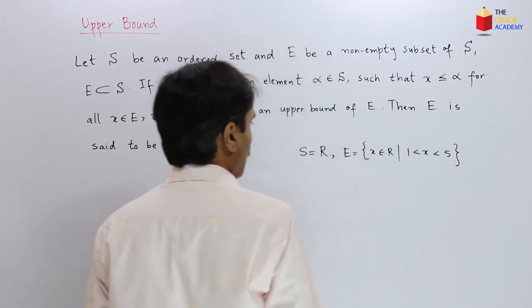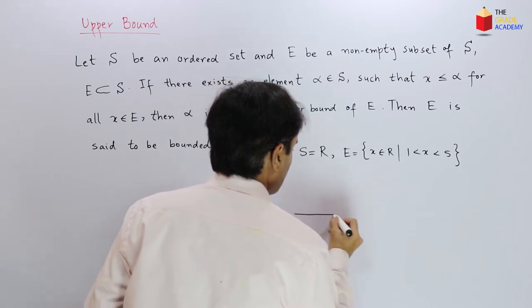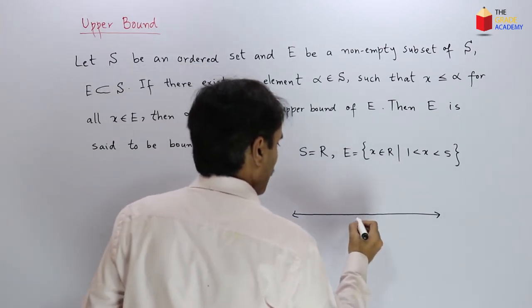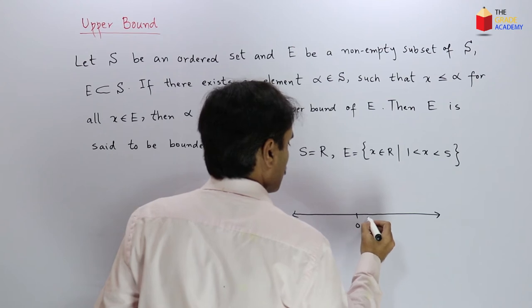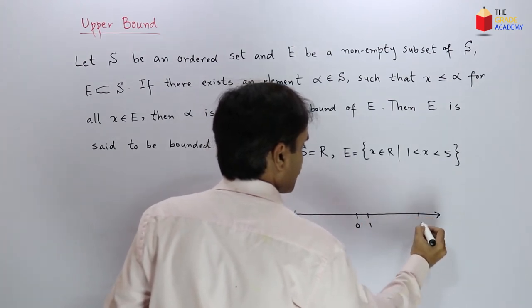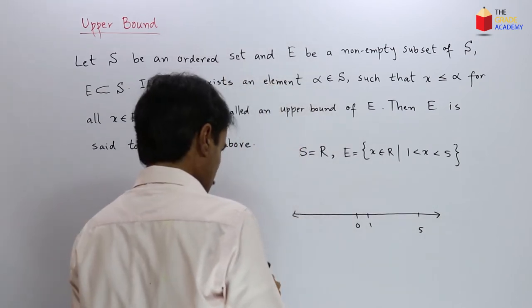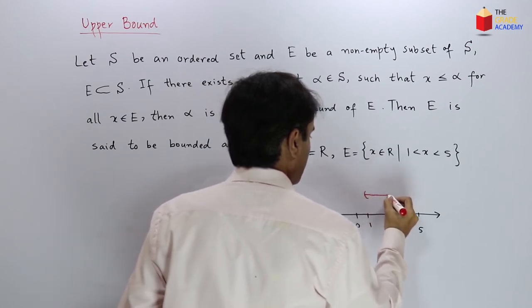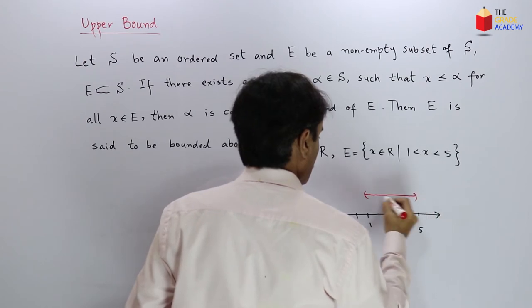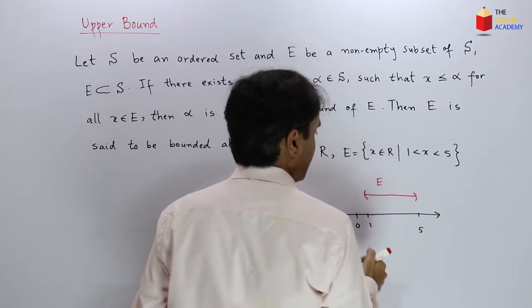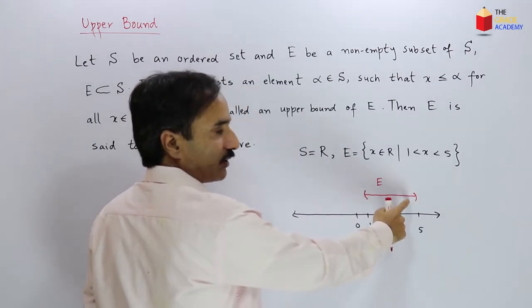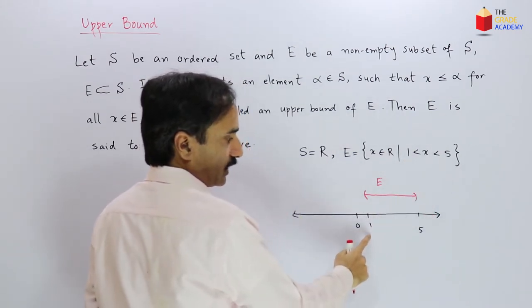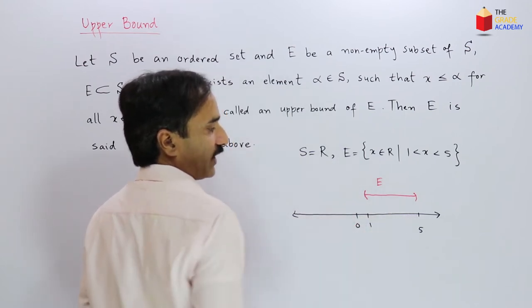So let us draw it on the number line. So this is the real line. So this is 0. This is 1. And suppose this is 5. So here the set E is this set. So this is E. So E is the set of all the numbers which are in between this interval from 1 to 5. So all the numbers which are greater than 1 and less than 5. So this is E.